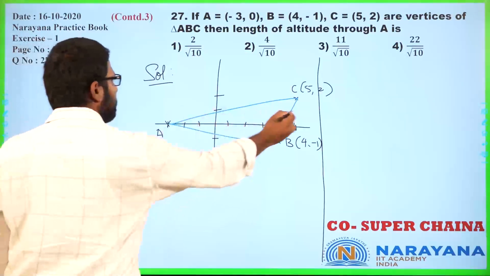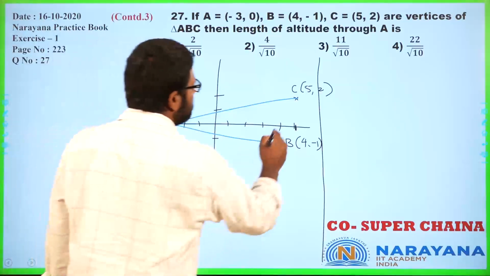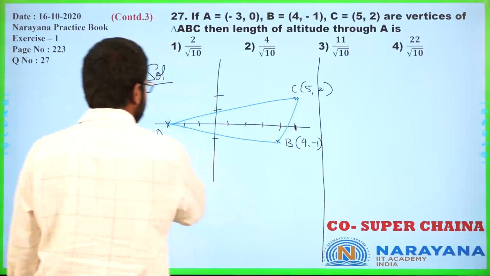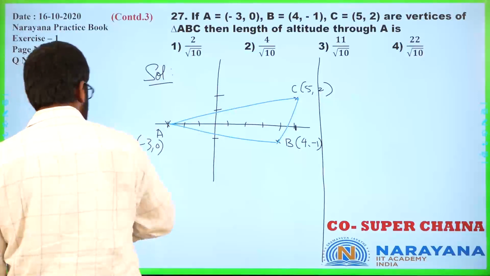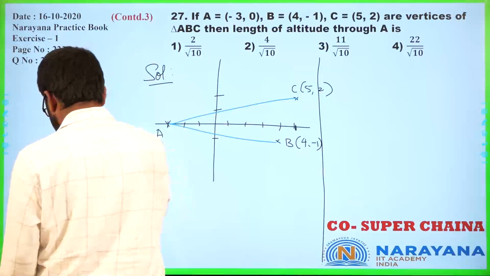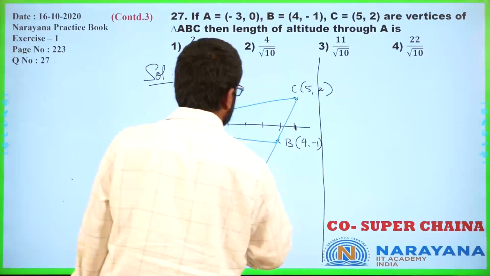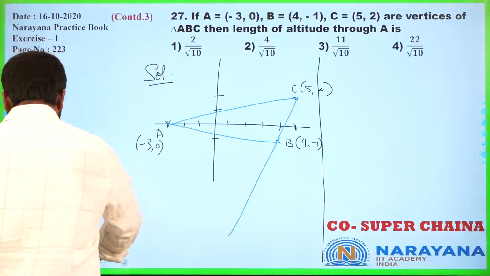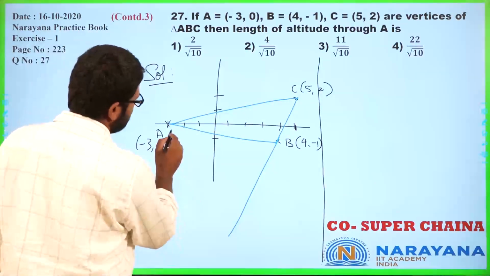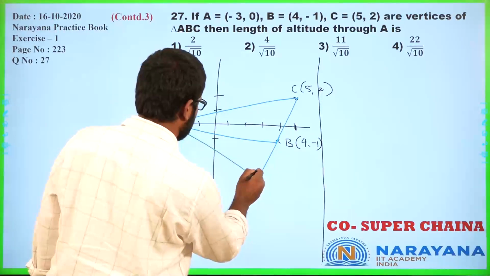Now we need to find the altitude through A, right? Join it. Join these two and extend. Okay. Now I want the altitude through A. So something like that. Yes, probably.